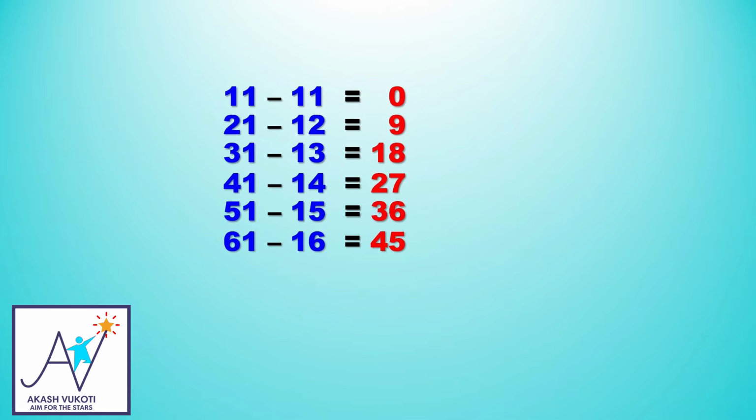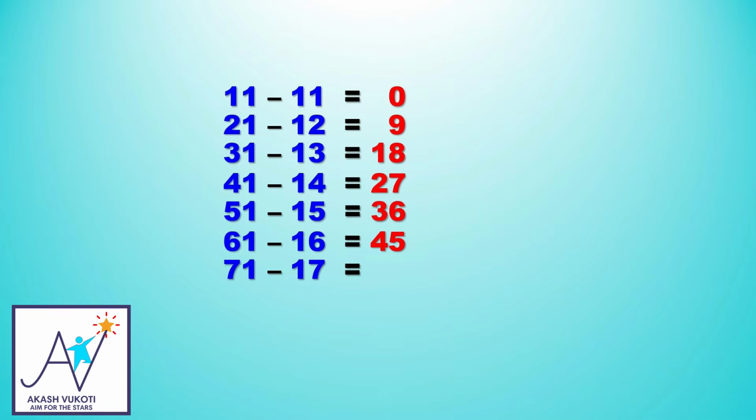Now, let's take a look at the numbers that we've just seen, the answers for each one of these problems. 0, 9, 18, 27, 36, 45. Do you see a pattern here? All of these numbers are the 9 times table. 9 times 0 is 0, 9 times 1 is 9, 9 times 2 is 18, 9 times 3 is 27, 9 times 4 is 36, and 9 times 5 is 45. And it turns out that this is not a coincidence.